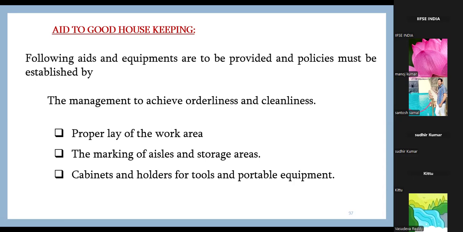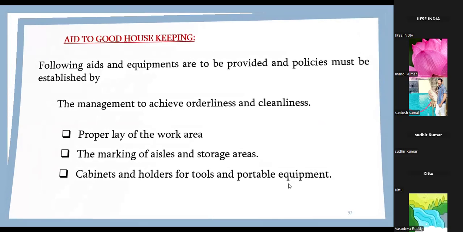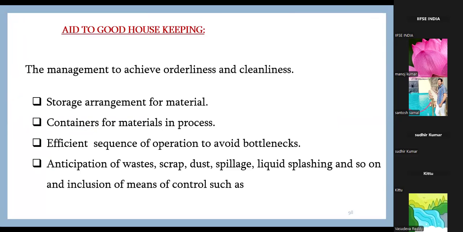Then marking of aisles and storage areas, as I've told, and cabinets and holders for tools and portable equipment. The management can also achieve good housekeeping by storage arrangement of material and containers for materials in the process. For certain products used in the production process, after use the container has to be closed, so that drip problems and overflow problems are contained.